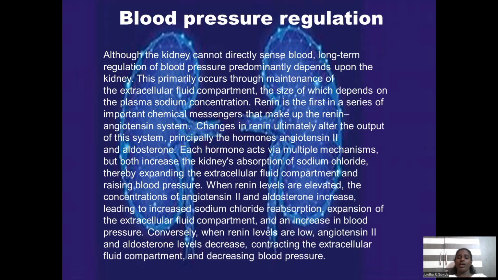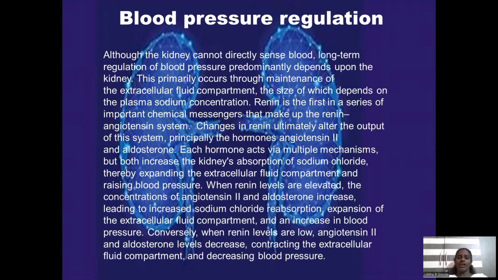Each hormone acts via multiple mechanisms, but both increase the kidney's absorption of sodium chloride, thereby expanding the extracellular fluid compartment and raising blood pressure.